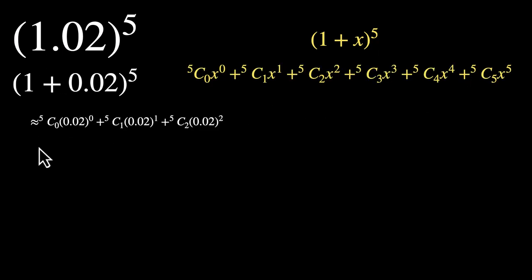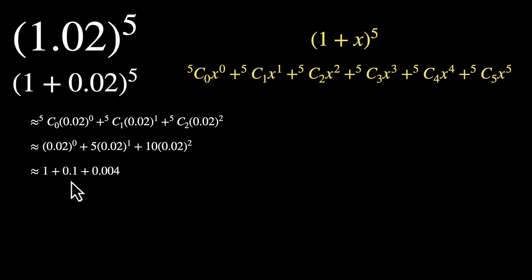So the approximate value of this is 5C0 times 0.02 to the power 0, plus 5C1 times 0.02 to the power 1, plus 5C2 times 0.02 squared. 5C0 is 1, 5C1 is 5, 5C2 is 10. And we can raise 0.02 to the power of 0, 1 and 2. This is 1, this is 5 times 0.02, that's 0.1, and 10 times 0.02 squared, that's 10 times 0.0004, which becomes 0.004. So 1 plus 0.1, that's 1.1, plus 0.004, that's 1.104. That's the approximation for 1.02 to the power 5.